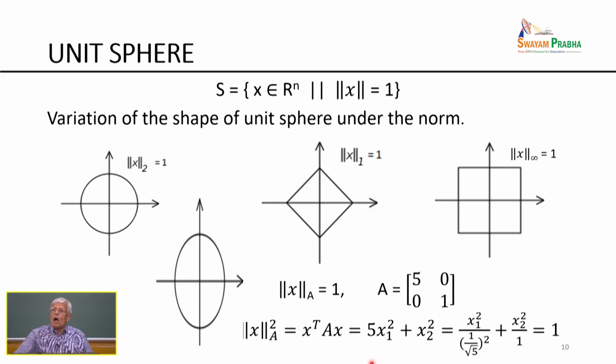But if I change the norm, with me? If I change the norm, the shape of the unit sphere changes. In the one norm, what did I want? The absolute value of x1 plus the absolute value of x2 must be equal to 1. So any point in the two-dimensional plane has coordinates x1, x2. Everybody? I want the sum of the absolute values to be equal to 1. So in here x1 is positive, in here x1 is negative, x2 is positive, x2 is negative.